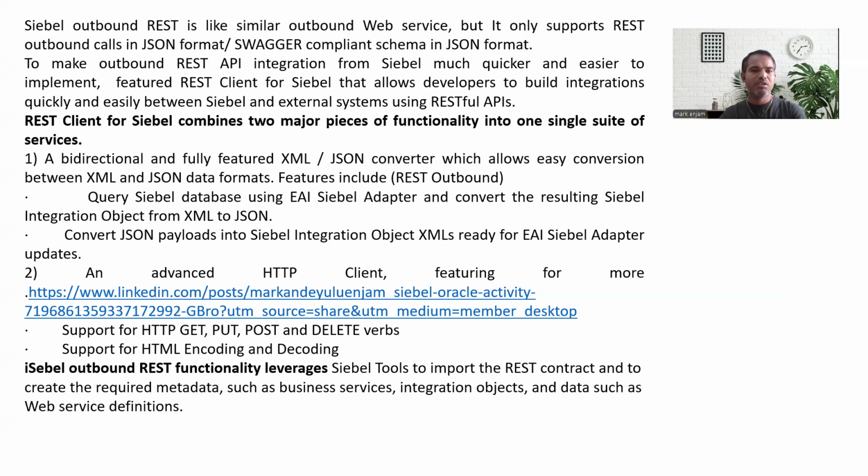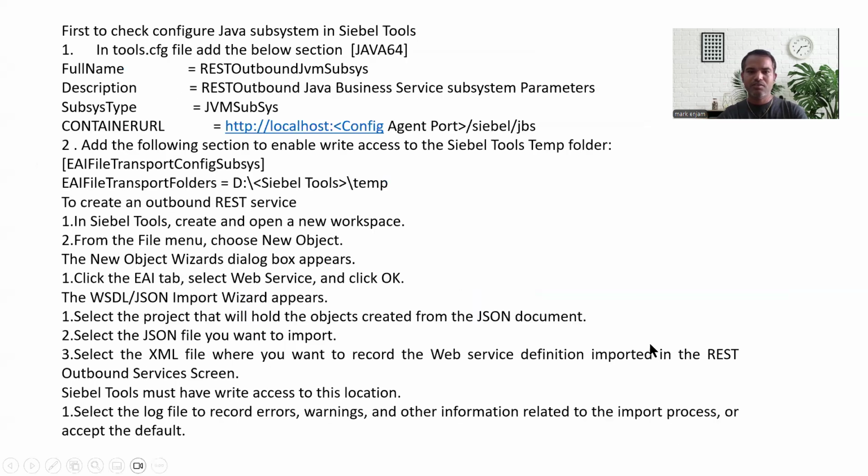For advanced HTTP client features, you can go through the link which I already gave on the LinkedIn page. Now, support of the REST verbs, which I already declared, the REST contract with this PO business service data will be created. First, you have to check in the Siebel Tools CFG level the full name of the REST outbound JVM subsystem. The description will be REST outbound Java business service parameters, and the subsystem will be the JVM subsystem, which contains the localhost port.